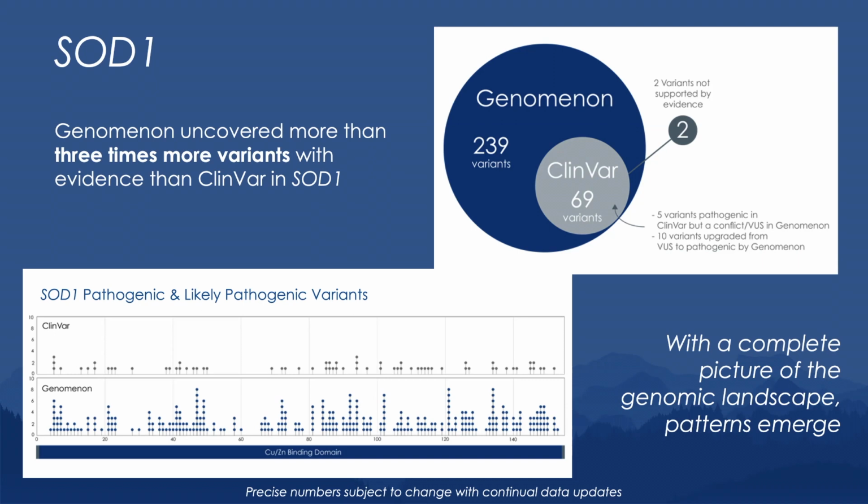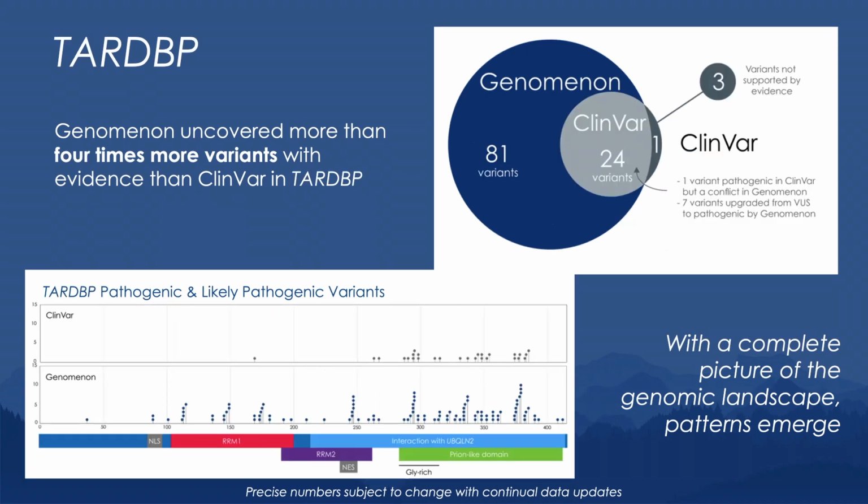And so I'm suggesting here that only with a complete genomic landscape will you be afforded a view into the patterns that may emerge and the unique activity of each of these variants as they influence protein functionality. Just really quickly, for TARD-BP, there's 4 times more variants in the Genomenon ALS landscape compared to ClinVar.